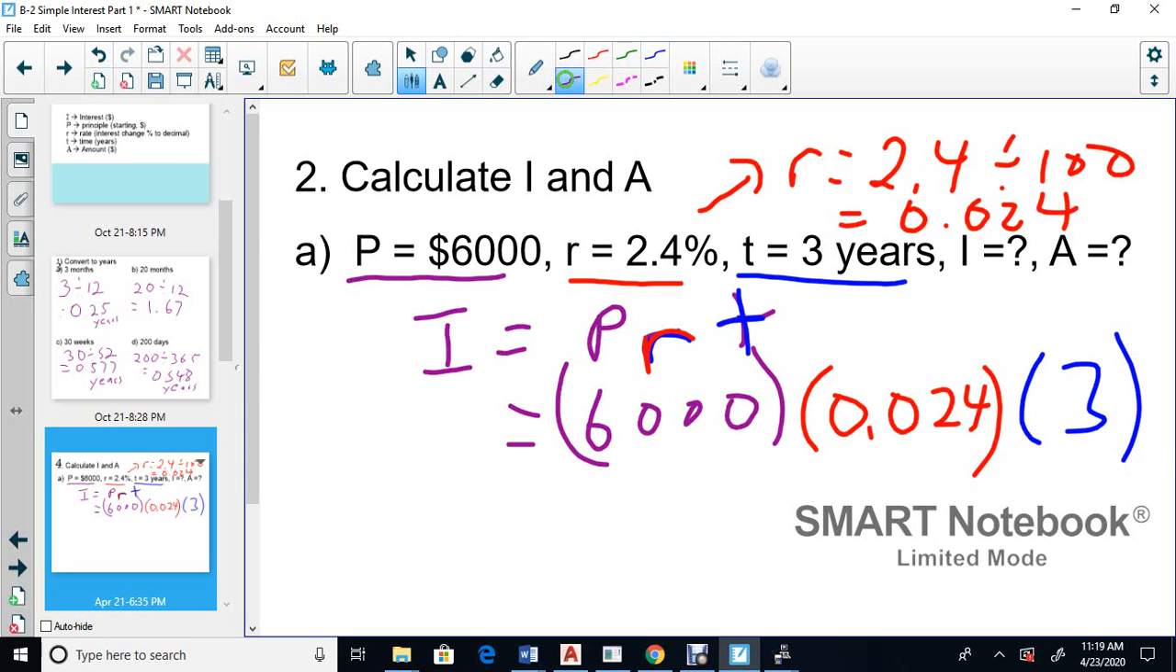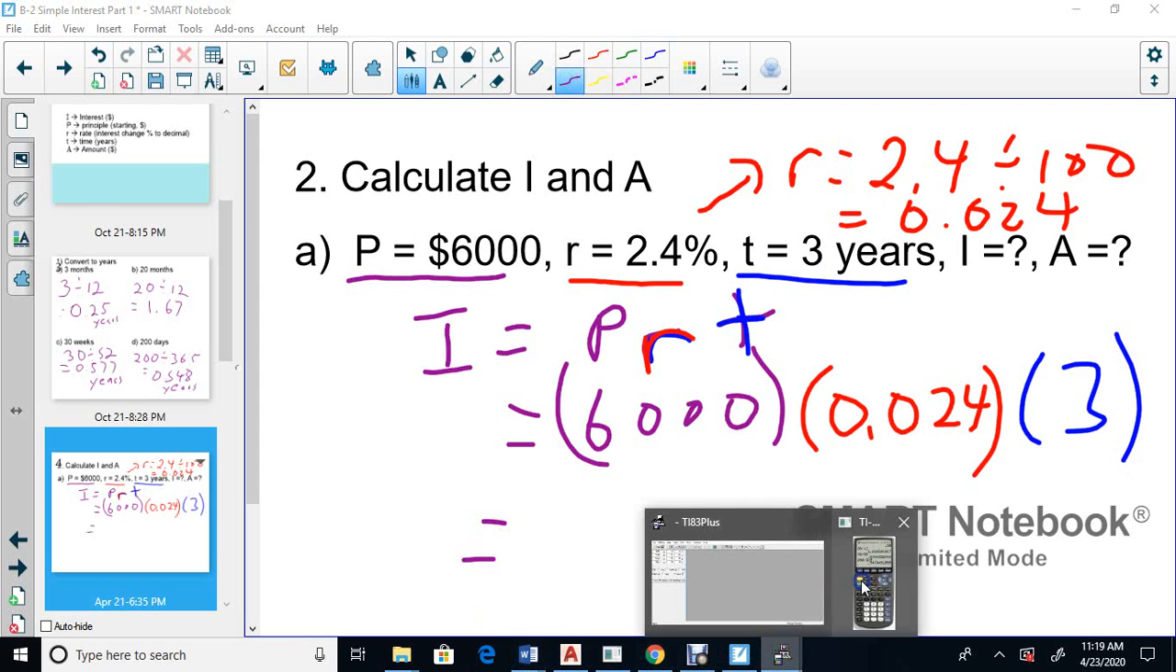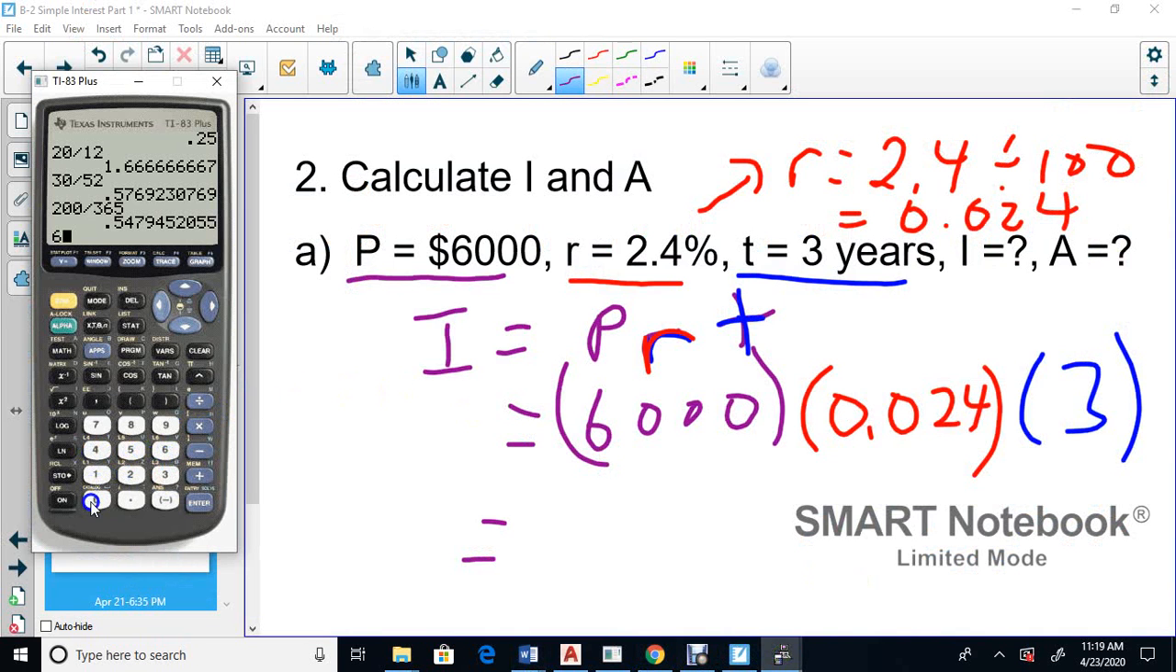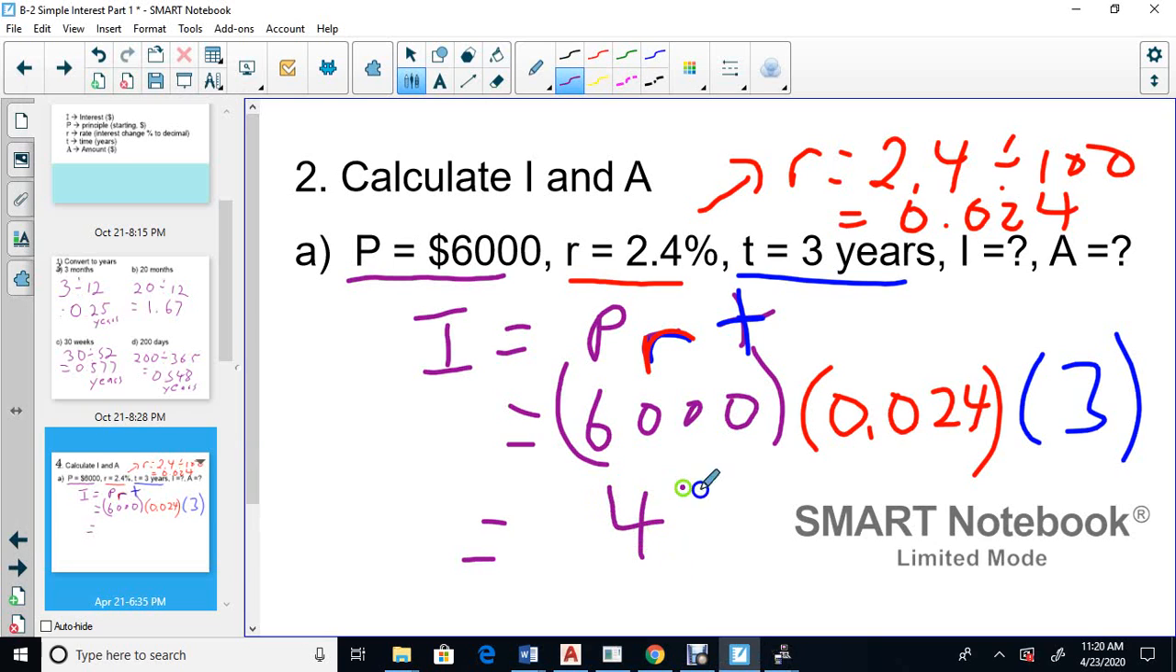So right here, we're going to go to our calculator. On our calculator, I'm going to go 6,000 times 0.024. Remember, not 0.24. Some people make that mistake. Times 3. And we get $432 of interest. So 432, this is not a word problem, but we're still going to put the dollar sign here. We don't have to write a sentence because it's not a word problem.